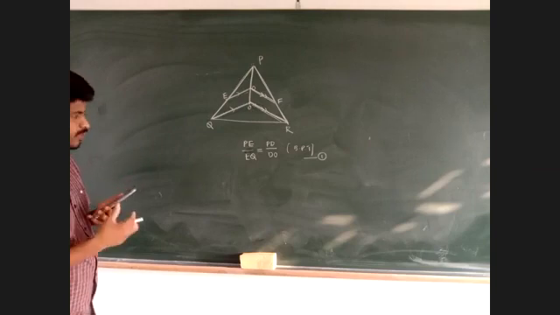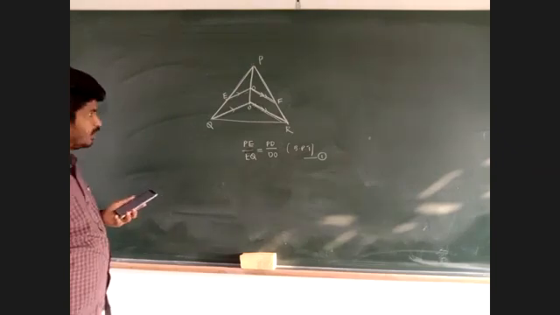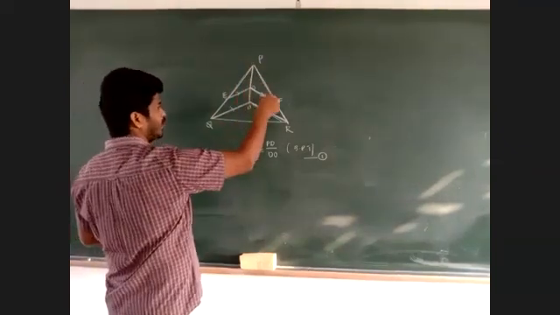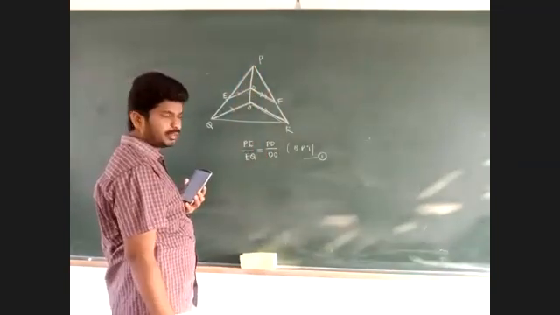PF by FR is equal to PD by DO. PF by FR equal to PD by DO. That's all.